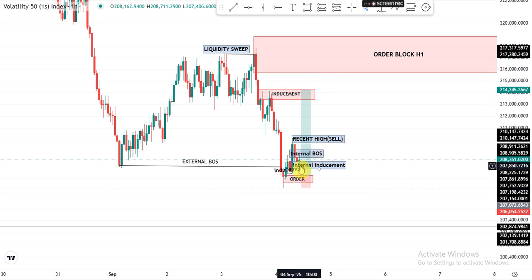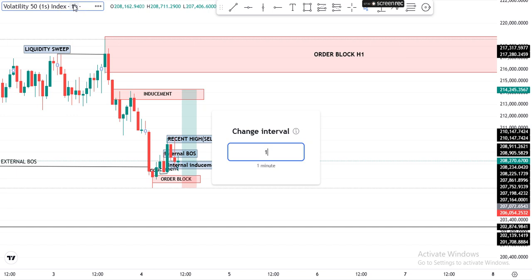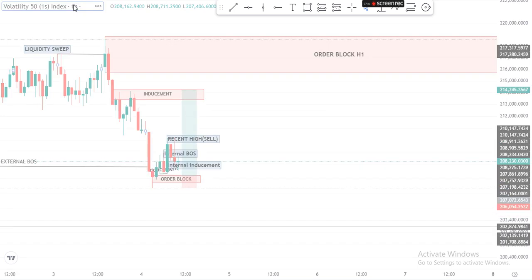So now for you to catch a sniper entry and move with the trend, you now go to 15 minutes. You have seen here that the market is still what? Selling. I marked all this. So now we go to 15 minutes, which is used for your entry. You go to your 15 minutes.